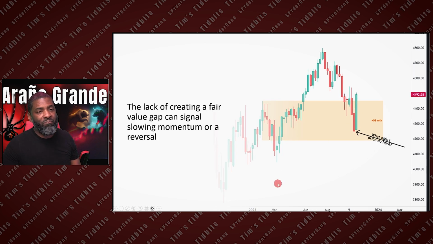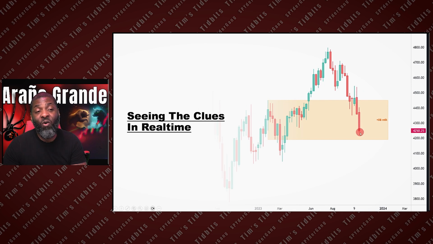Now, what did price not do right here? Let's go back, as price came into the order block, right? Let's focus on the fair value gaps. We got a SIBI here, right? We got an expansion candle, right?